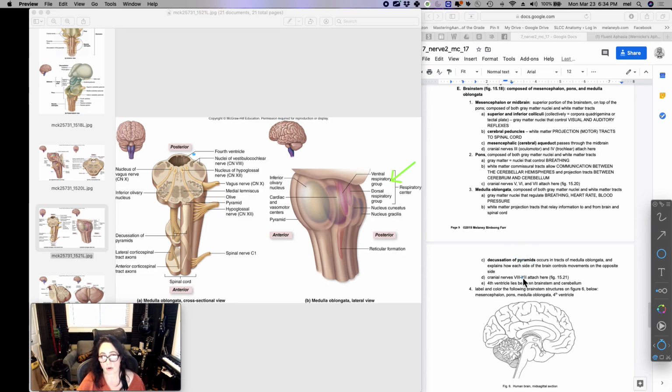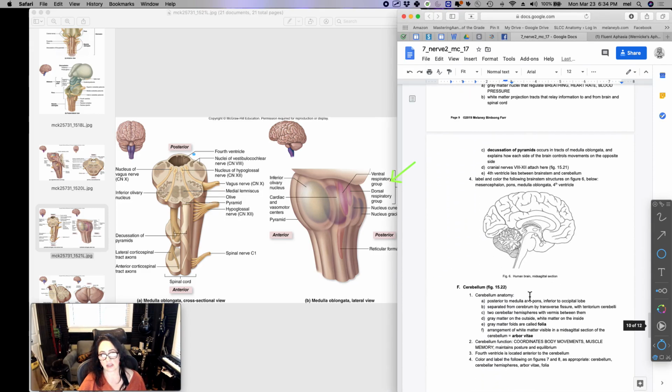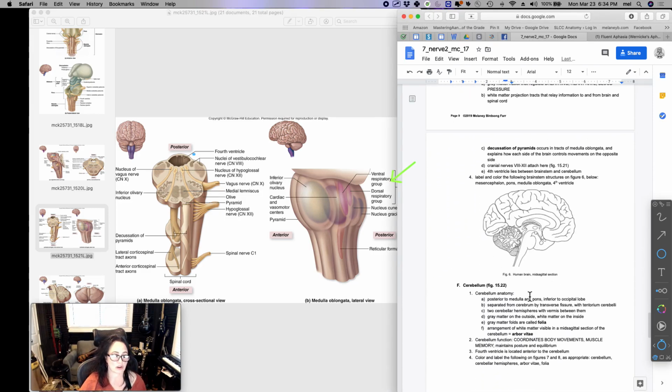Okay, and then there's some cranial nerves there as well. So you've got lots of little figures in your notes, especially since you're at home. I would definitely do the things, labeling and coloring, that I asked you to do.